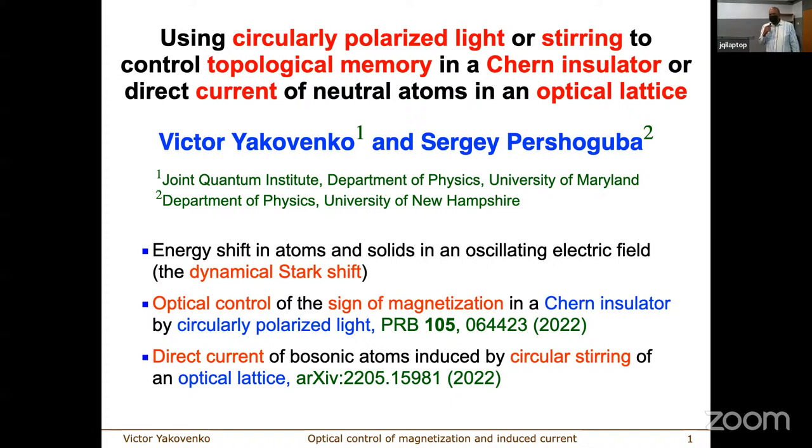But today he's gonna talk about physics, what we know, and his title, there it is: using circularly polarized light or stirring for topological memory of Chern insulators, direct current, neutral atoms, optical lattices. So, Victor, thank you. Okay, thank you.